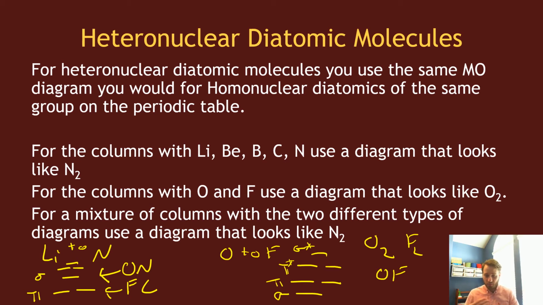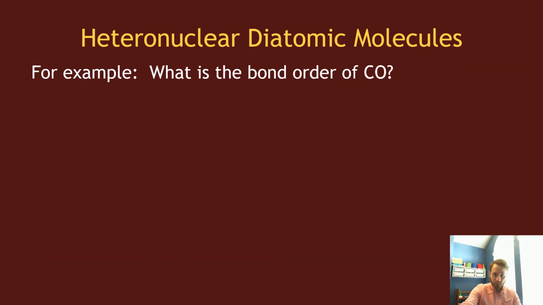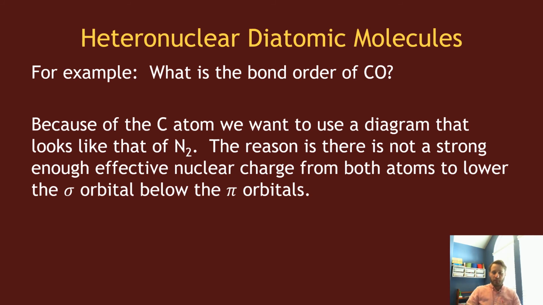And so that's how we deal with heteronuclear diatomics. It is the same type of MO diagram as homonuclear diatomics. We just have to take care of which MO diagram we use. Okay, so the example we'll do here, to finish up these slides, is looking at the bond order of CO. Because we have a carbon atom, that means we're going to use the MO diagrams that look like the ones for N2 or C2.